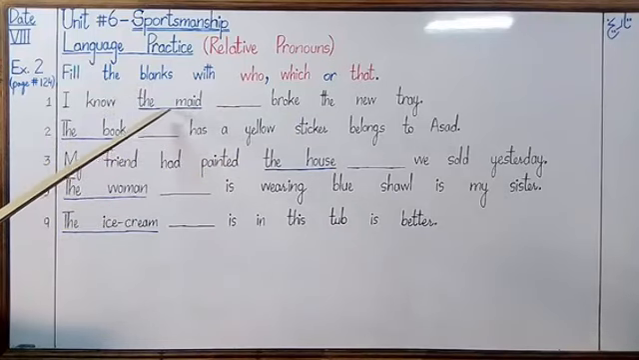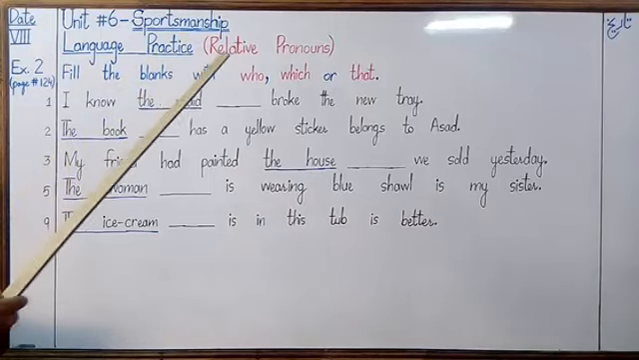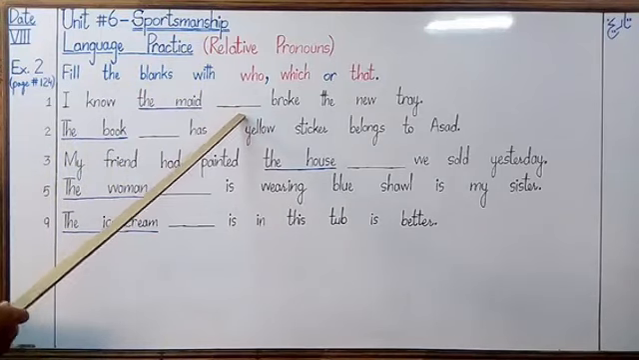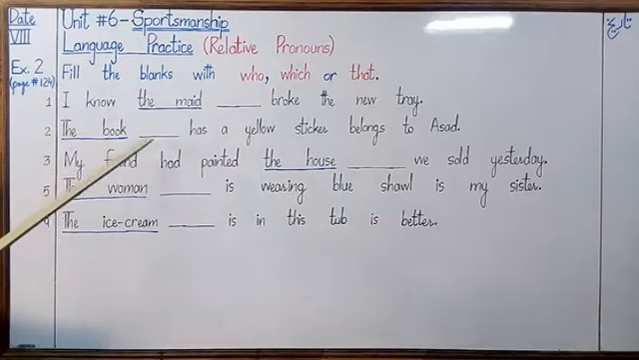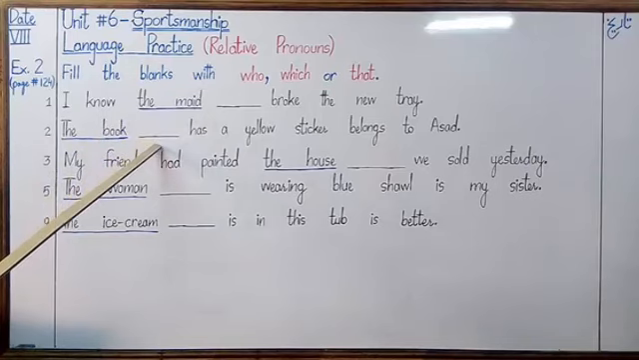The maid. For this the maid, which relative pronoun will we use among who, which and that? Very correct. We will use who. Excellent. Okay, number 2. The book dash has a yellow sticker belongs to us. Now here, which pronoun will relate to the book? Relative pronoun. Which has a yellow sticker belongs to us.